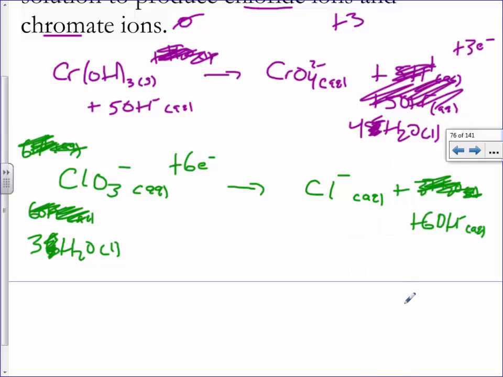Okay, last step. Well, second last step. We need to then put the 2 half equations together. Can I just put them together as they are? Sadly, no. This guy uses 6 electrons, this guy with 3. So double, double, double, double.